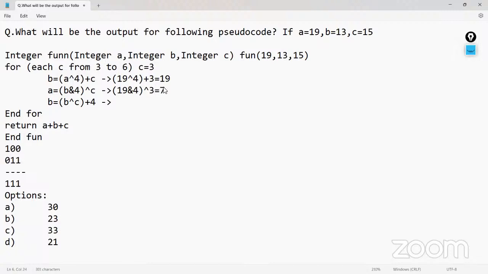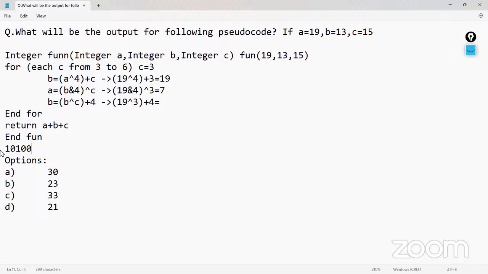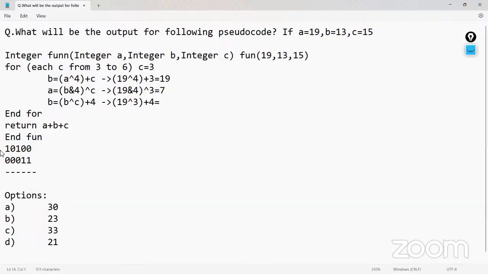B we already have as 19, and here again B changes: B means 19 XOR C means 3, plus 4. Now let us calculate this 19 XOR 3. Here we know 19 is 16 plus 4, and I guess one more, no, that's right, that is 19 itself. And 3 means 2 plus 1. Let us calculate the XOR. XOR means if it is different, then it is 1, right?